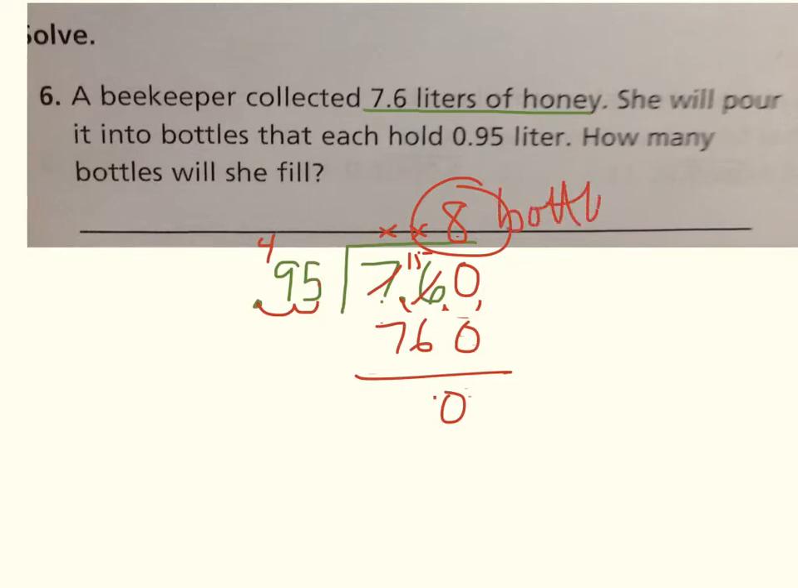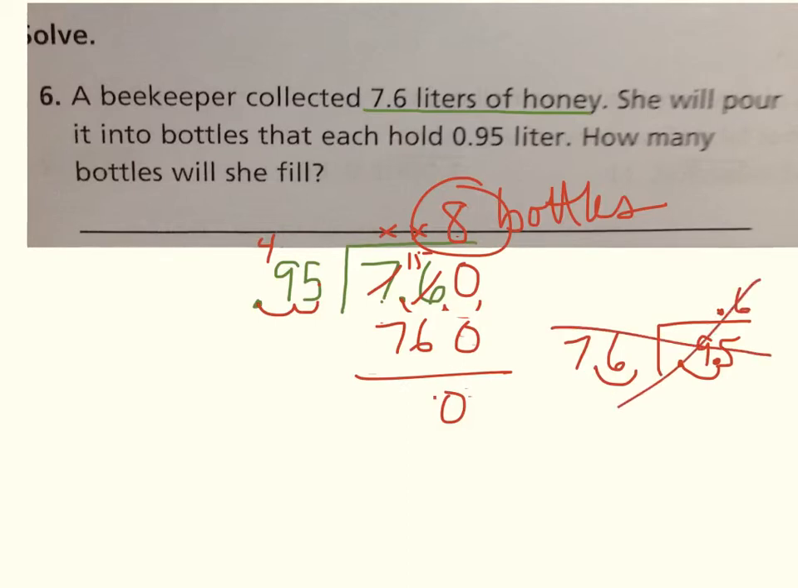Now let's say that you didn't know which way to divide it, and you did it the backwards way where you said 7.6 and 0.95, and you moved this over. Your answer would have been that you would have filled something like 0.6 bottles, which wouldn't have made any sense, and you would have known that wasn't the way to do it.